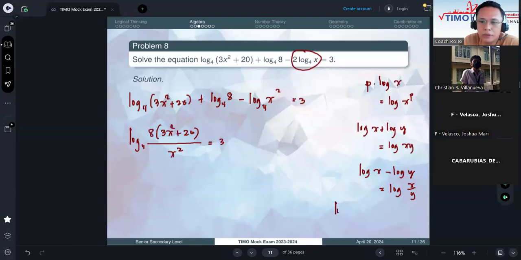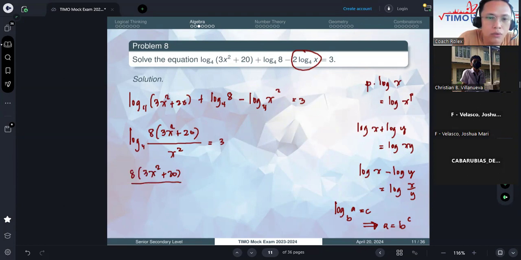Now, we also have the property that if we have log of a base b is equal to c, this can be expressed into its exponential form as a is equal to b to the c. So from here, you will have 8 times 3x squared plus 20 over x squared. This will become 4 cubed, and 4 cubed is equal to 64.